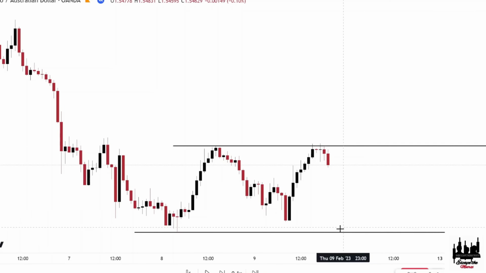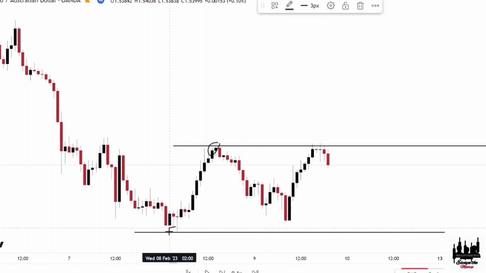So let's use an in-chart example. Here we have our high and here we have our low. Again, this is our high. This was our low. Price is trying to break the high, but it didn't close above. So we're still within this range.